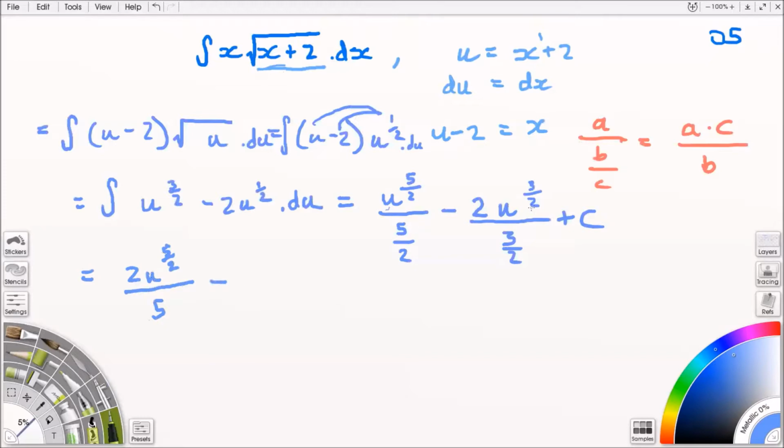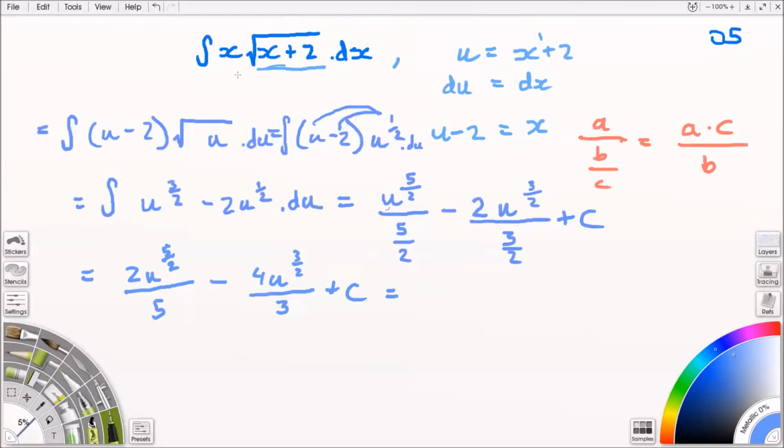Minus, we bring the 2 up, which makes us 4 u^3/2 over 3 plus c. Right, now I believe we're ready to substitute, we'll swap u out for our x. I'll say u is equal to x plus 2.